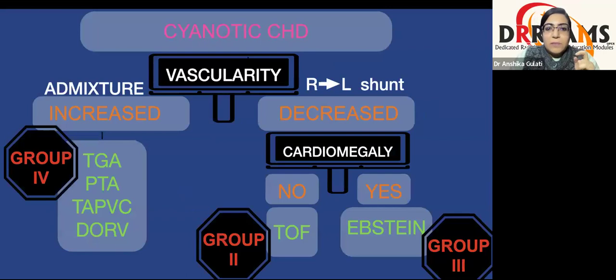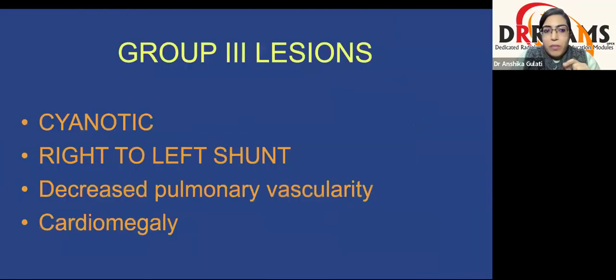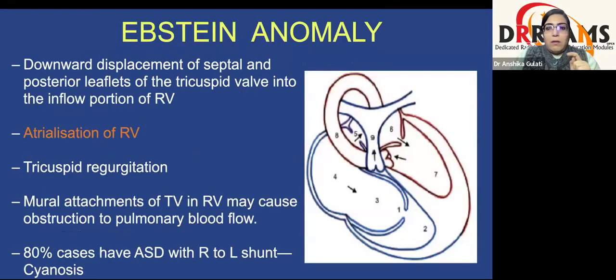Coming to group 3 lesions. In group 3 lesions, the major disease category is Epstein's anomaly, which will have cyanosis. Clinically, the pulmonary vascularity will be reduced because of a right to left shunt, and there will be cardiomegaly. So, cyanotic heart disease with right to left shunt, with decreased pulmonary vascularity and cardiomegaly. This is Epstein's anomaly. So what happens in Epstein's anomaly?